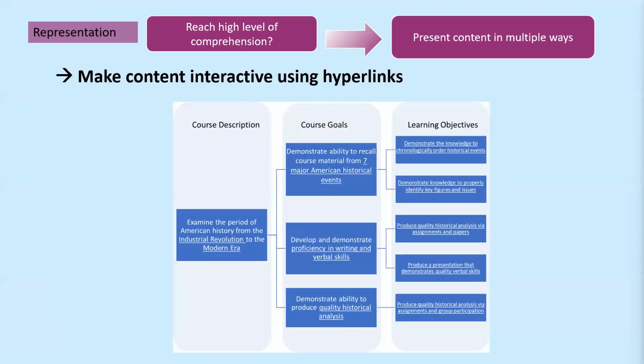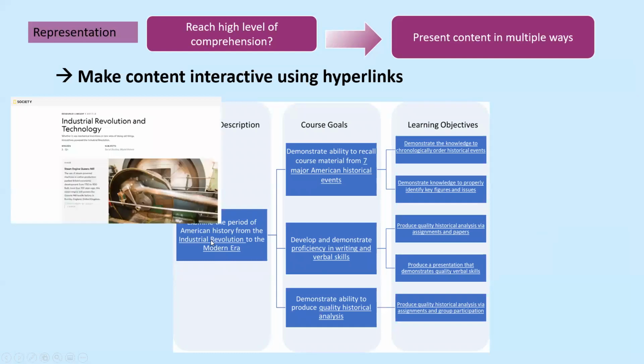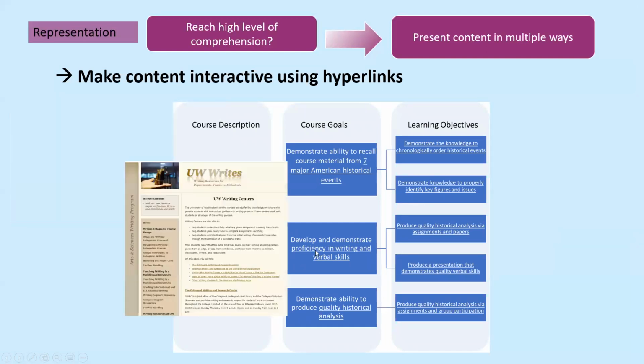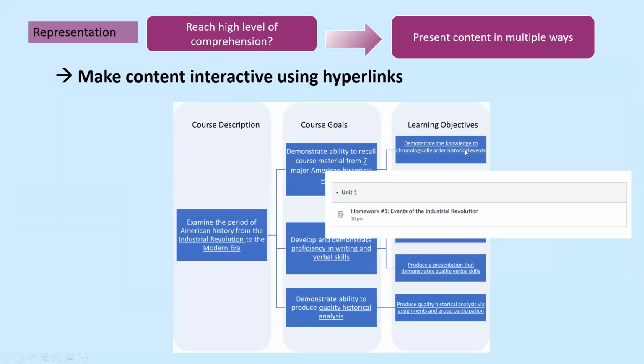A real benefit to having a class with an online component is the ability to make content interactive by using hyperlinks. For example, hyperlinks can be added to the course organization flowchart that allows students to readily access course information, get help when they need it, and access assignments directly.